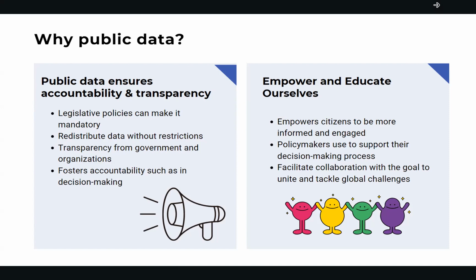For example, public data is a crucial part of policymaking. Governments often release public data sets containing information on services and demographics to the public. This enables citizens to be more informed and engage in their civic duties, as well as help policymakers use this data to inform and support decision-making processes.